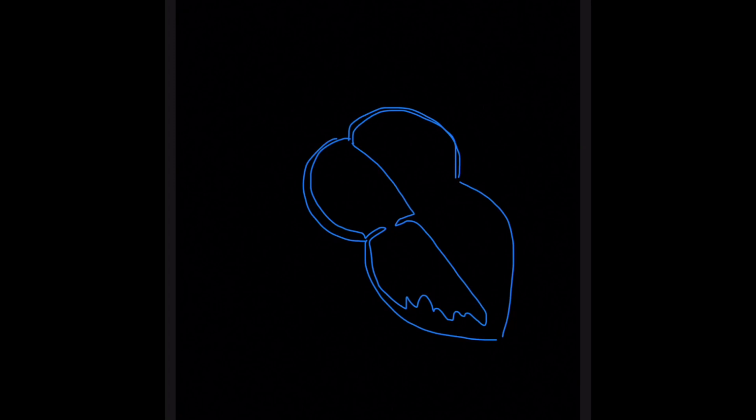It has 4 chambers, 2 atria and 2 ventricles. The 2 atria are divided by the interatrial septum and the 2 ventricles by the interventricular septum. And the atria and ventricles are divided by 2 separate valves. On the right side, it's the tricuspid valve, which has 3 cusps, and on the left side, it's the bicuspid valve, also called the mitral valve.